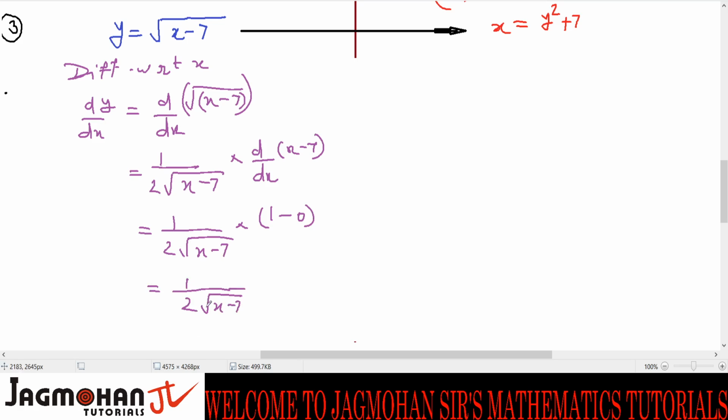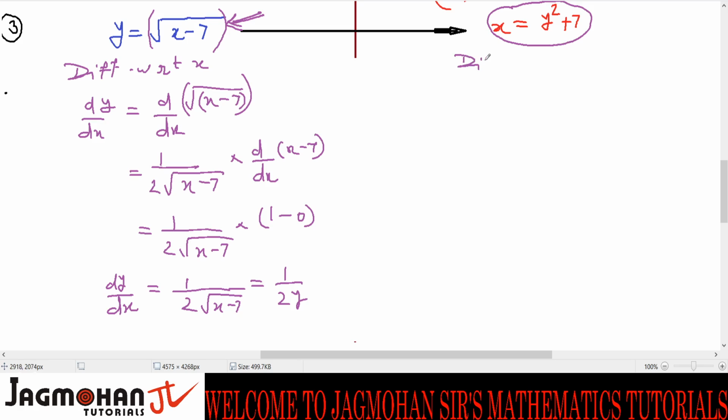Got it? And what is root of x minus 7, students? Root of x minus 7 was y. So I can write this as 1 upon 2y. I am getting dy by dx as 1 upon 2y. Okay? Now this side I have the inverse function of this. So what I have here on the right side of your screen is the inverse function of y equals to square root of x minus 7. So here I have x equals to f inverse of y.